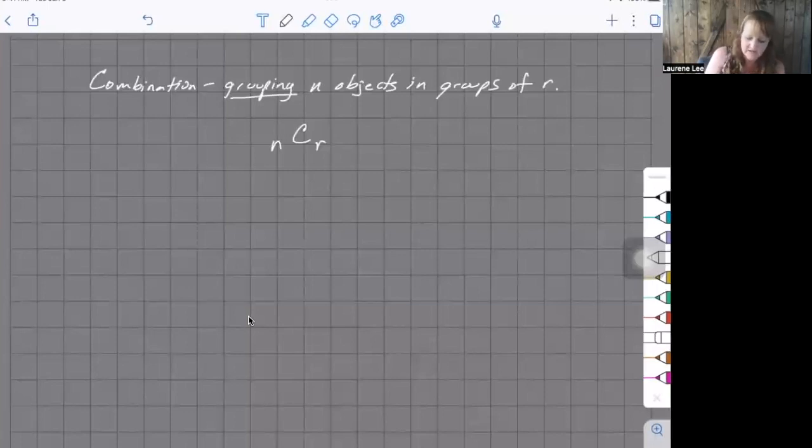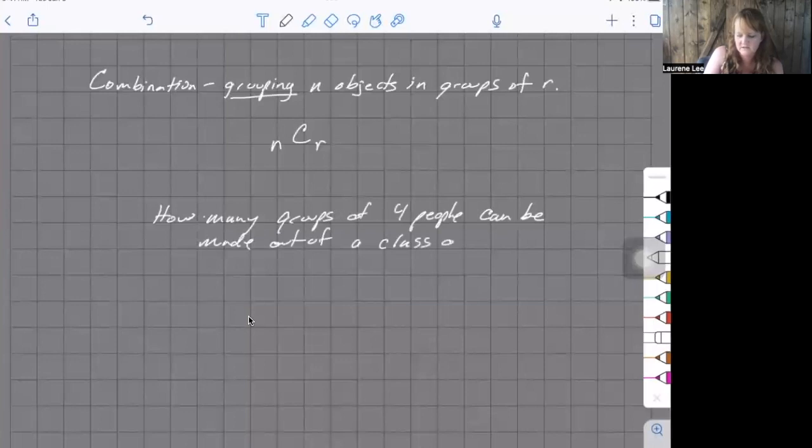So a problem might look like: how many groups of 4 people can be made out of a class of 24? That's a real simple one. The keyword here is group, which tells you it's a combination, not a permutation. I'm not assigning a job to anybody, I'm not assigning a placement to anybody, I'm not ordering anything. I'm just putting them in groups.